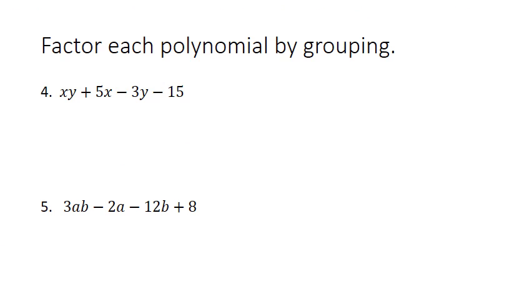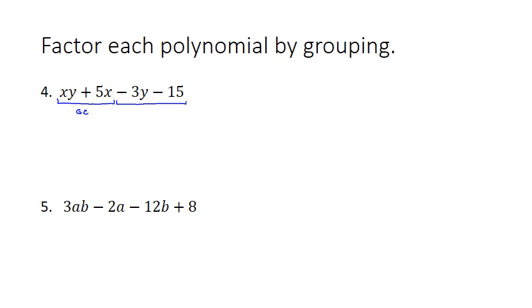All right, so factoring by grouping, probably the least common type of factoring that you'll see, but I wanted to kind of run through it with you in case it does pop up. So on number 4, you have xy plus 5x minus 3y minus 15. The idea of factoring by grouping usually occurs when you have 4 terms, and we're going to group them into pairs in the order in which they're listed.